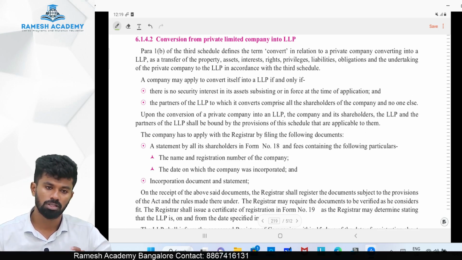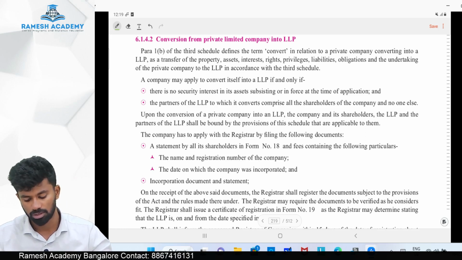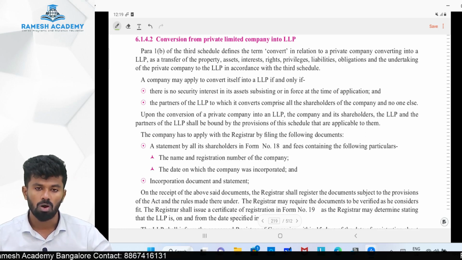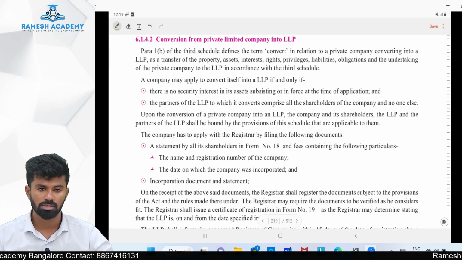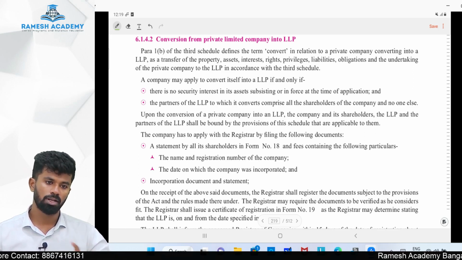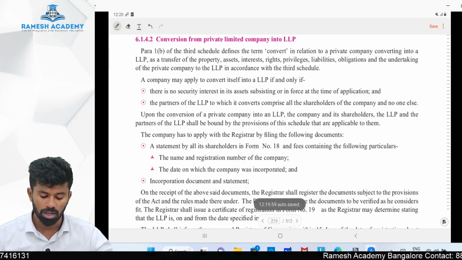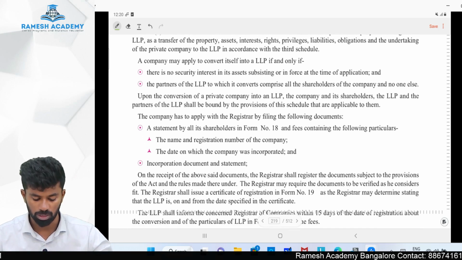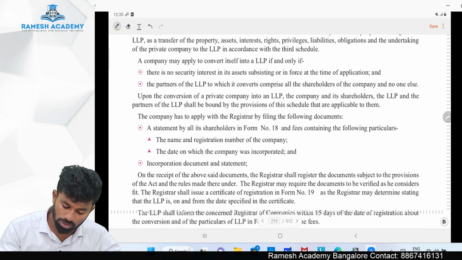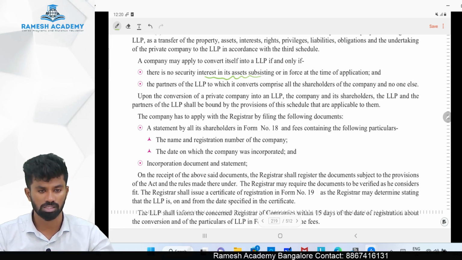Can we convert a private company into LLP? Yes, it can be done. How can it be done? All the rights, privileges, duties and liabilities of the private company should become part of the LLP. A company may apply to convert itself into LLP only if there is no security interest on its assets subsisting, meaning there should not be any loan on the assets of the company.